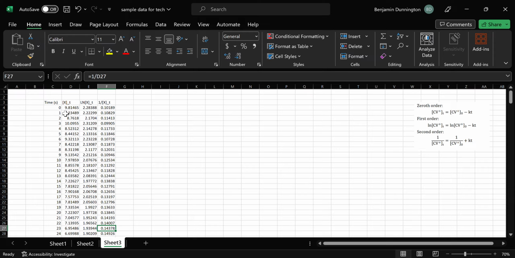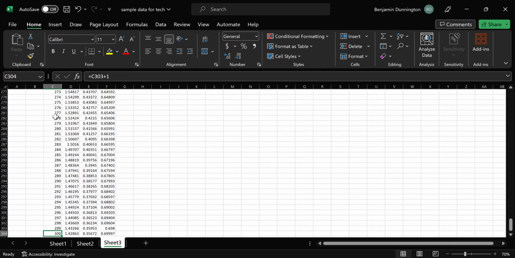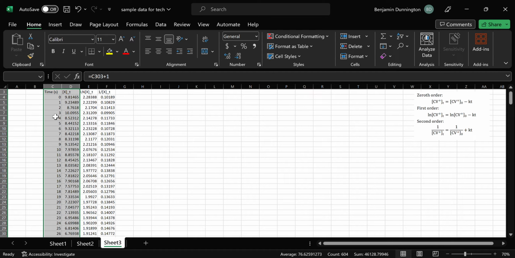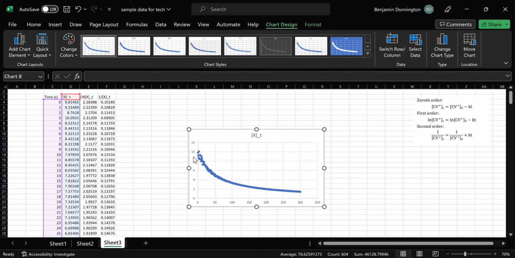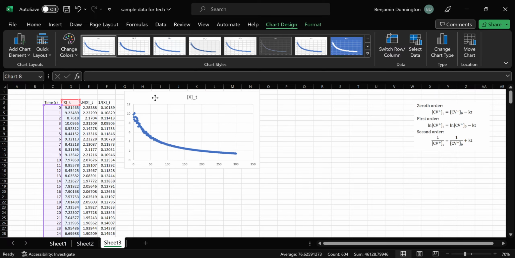I will then take this and make graphs of each particular set of data. The first one I've got is the concentration versus time. So go ahead and insert that. Got a scatter plot for that. Move that up here. Okay, so if I look at just the concentration of X over time, I can see it decreases, which makes sense. It should. It's a reactant.